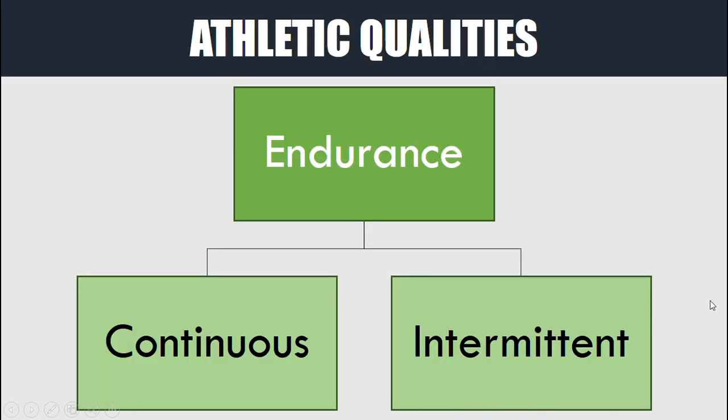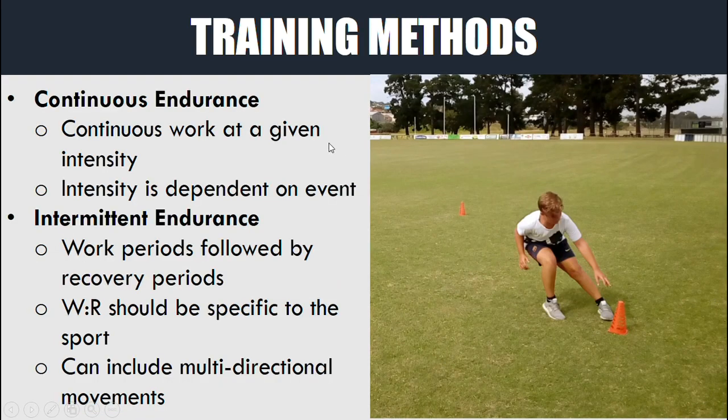With endurance training, we basically have 2 main forms that we can do. The first is continuous endurance training, and the second is intermittent endurance training. Continuous endurance training is essentially just when we're doing continuous work at a given intensity, and that intensity is going to be dependent on the event or the thing that we're training for. So for events such as 400 meters, 800 meters, all the way up to the marathon, they are basically using continuous endurance at various intensities. Continuous endurance can also be beneficial for athletes in intermittent sports to build an aerobic base.